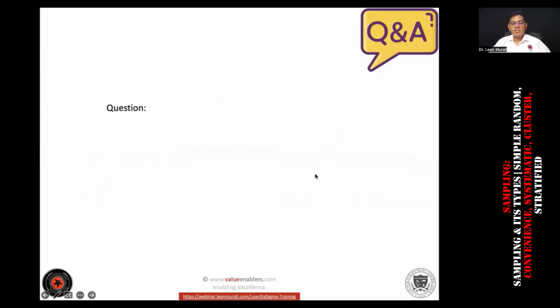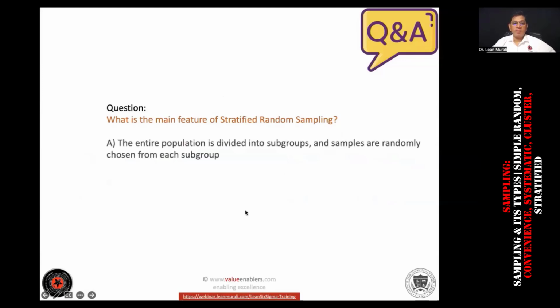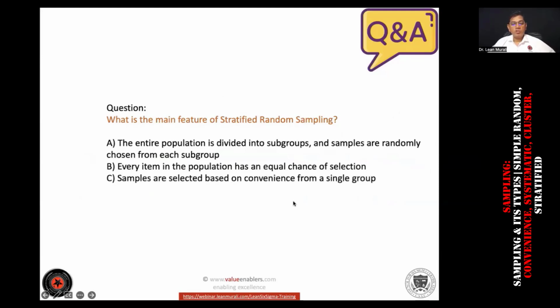Okay, the question is now, what is the main feature of stratified random sampling? The entire population is divided into subgroups and samples are randomly chosen from each subgroup. Each item in the population has got equal chance of selection. Samples are selected based on convenience from a single group, or only the items with specific characteristics are chosen from the entire population. I think this is straightforward because we just discussed it a few minutes back.